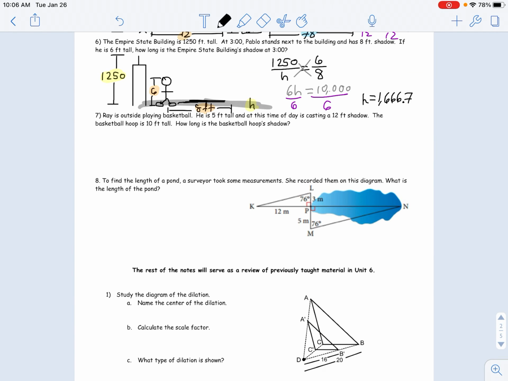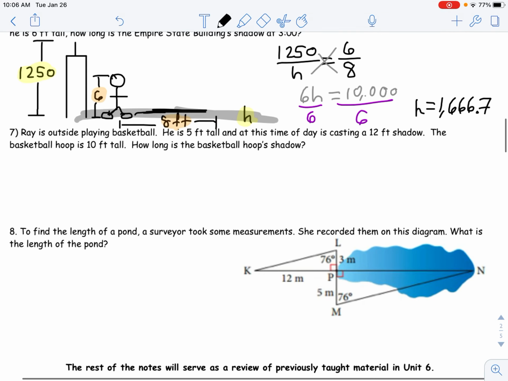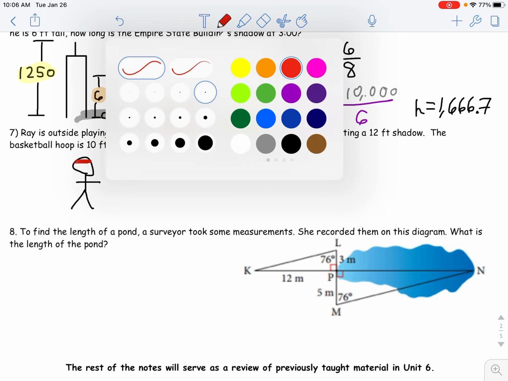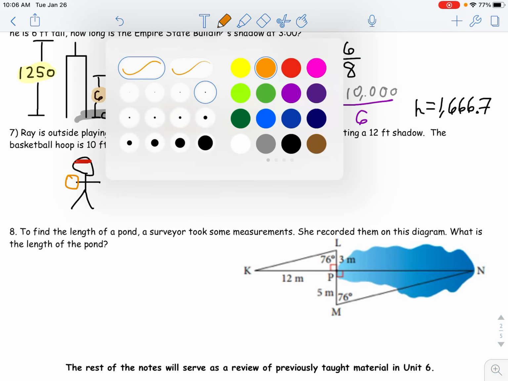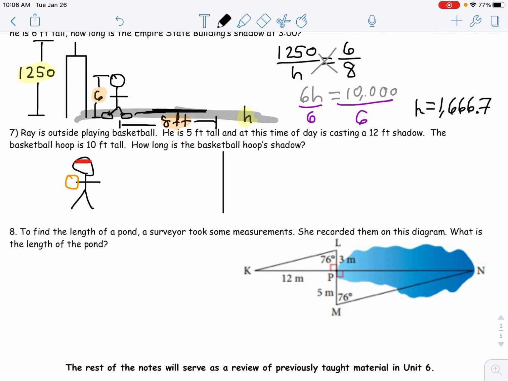Ray is outside playing basketball. He is 5 feet tall, and at the time of the day, he's creating a 12-foot shadow. The basketball hoop is 10 feet tall. How long is the basketball hoop shadow? So, Ray, since he's playing basketball, we'll give him a headband, and we'll be making him hold the basketball. And then we got the basketball hoop. Very detailed.